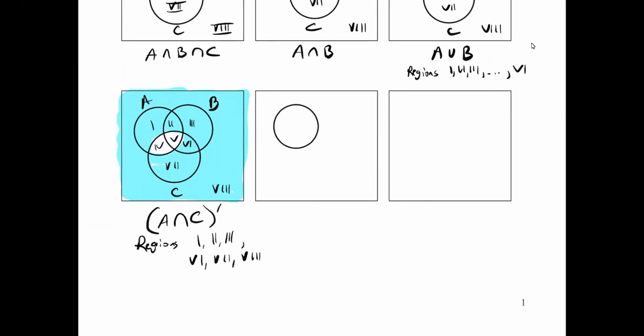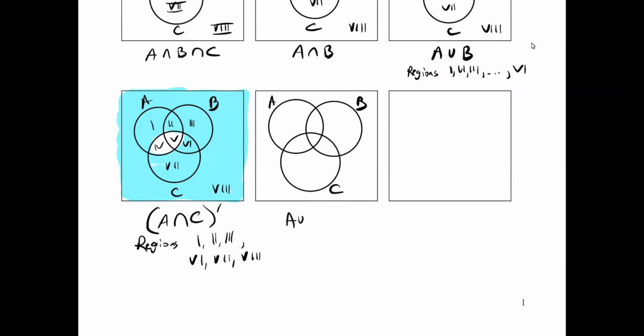So A, B, C. What would be A union B union C? One through 7. Yeah, because union means everything in all 3 sets. So everything in all 3 sets, everything except the 8, right? Everything except 8. So yeah, 8.